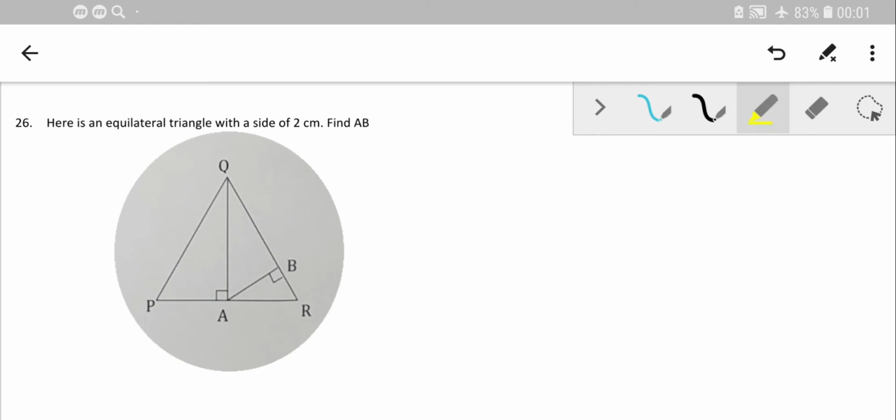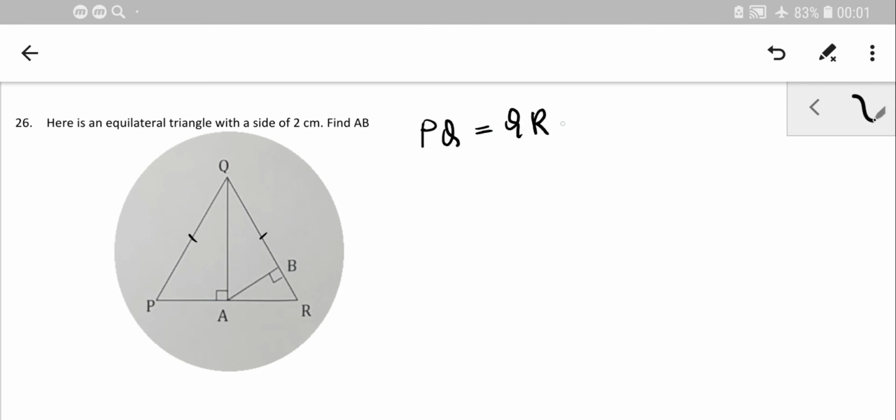Because it's equilateral, obviously, you have all sides the same. So that's why I mark all the sides the same. In other words, all sides, PQ equals QR equals PR, and each one is 2 centimeters. So find AB. AB is a perpendicular.